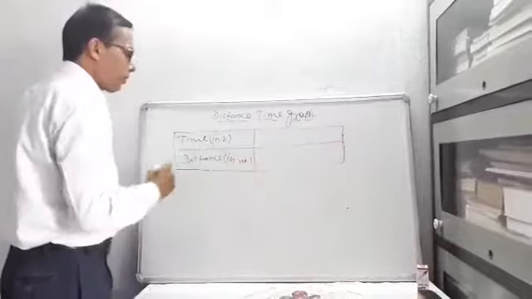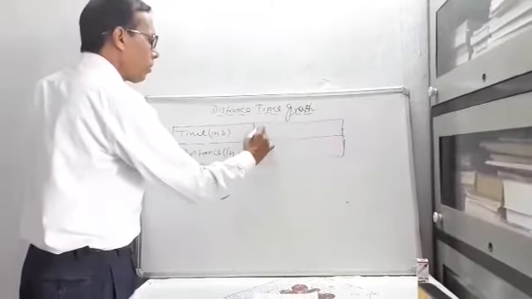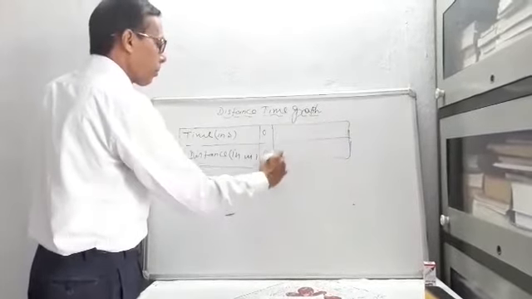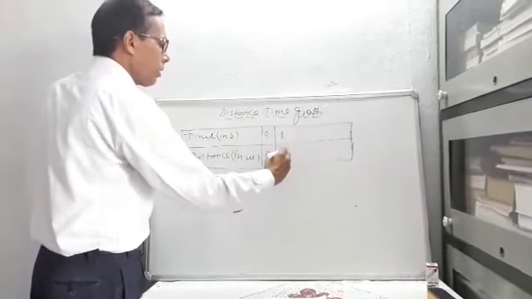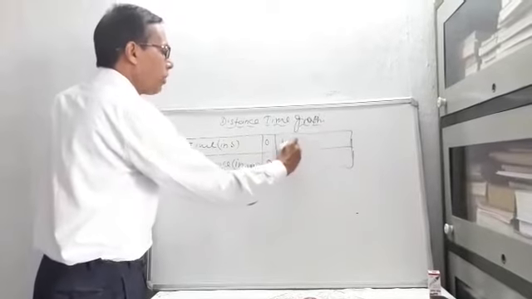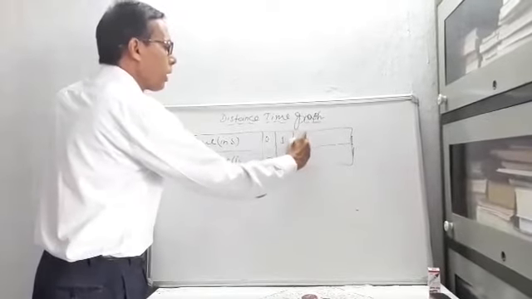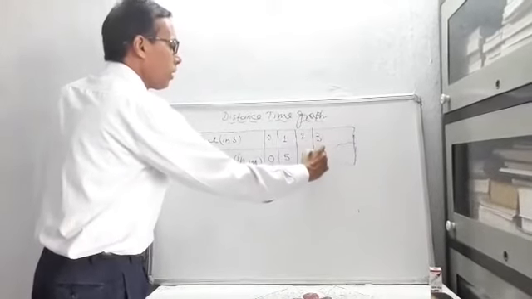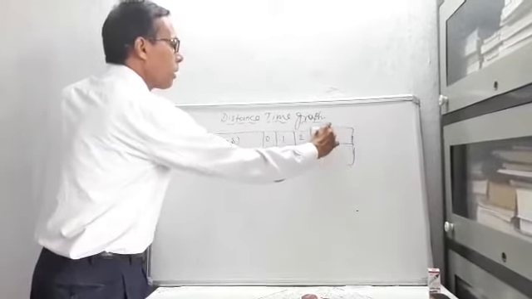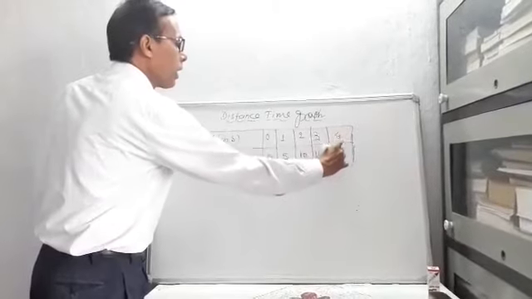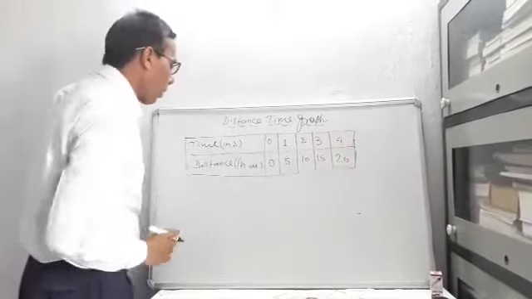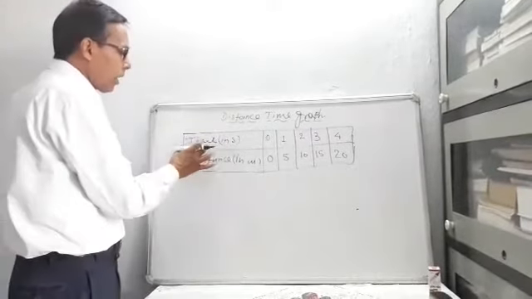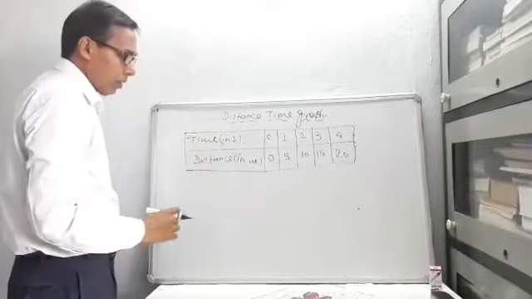Distance, time: in 0 second, 0 meter; 1 second, 5 meter; 2 second, 10 meter; 3 second, 15 meter; 4 second, 20 meter. This is the distance time table. Now from this distance time table we can plot a graph.